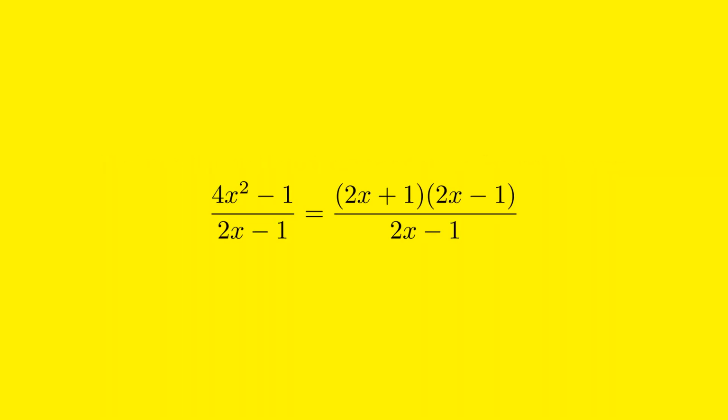Step 1. Begin by factoring the numerator. The numerator is 4x² − 1. Recognize that this is a difference of squares, which can be factored into (2x + 1)(2x − 1). So, we can rewrite the expression as (2x + 1)(2x − 1) over (2x − 1).